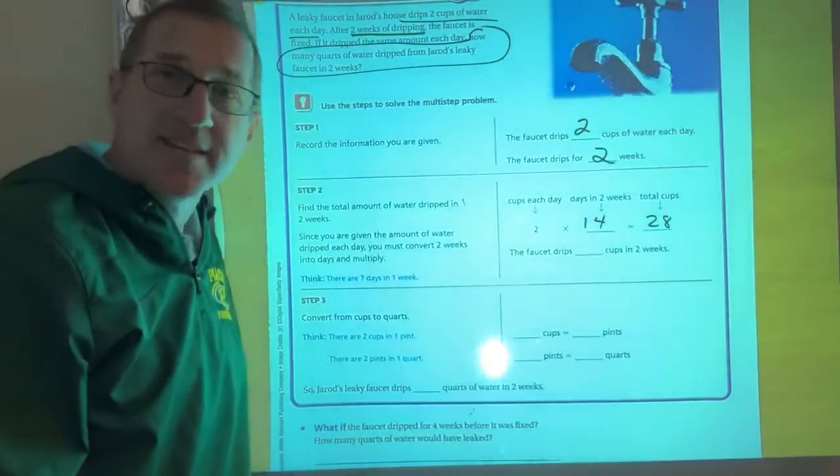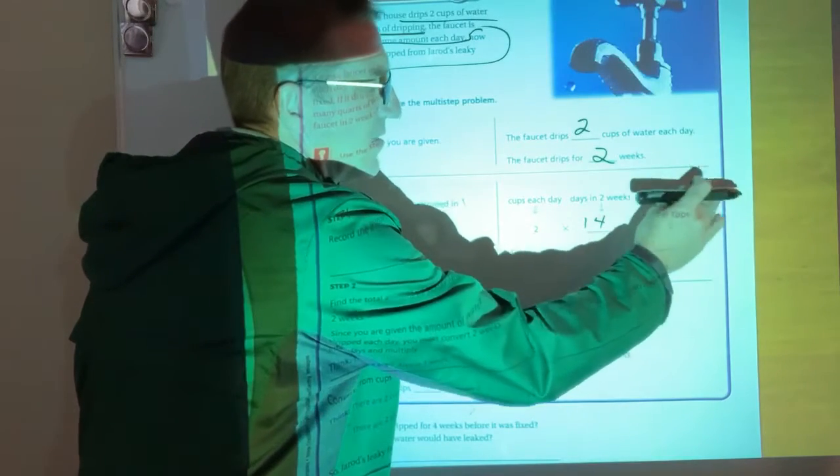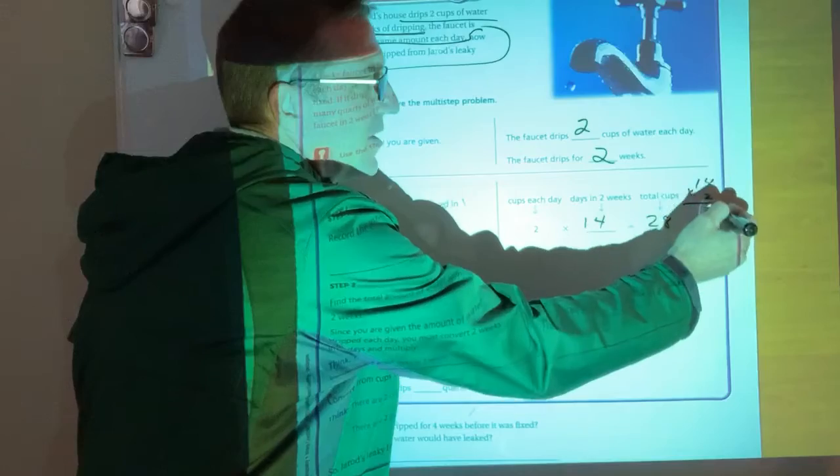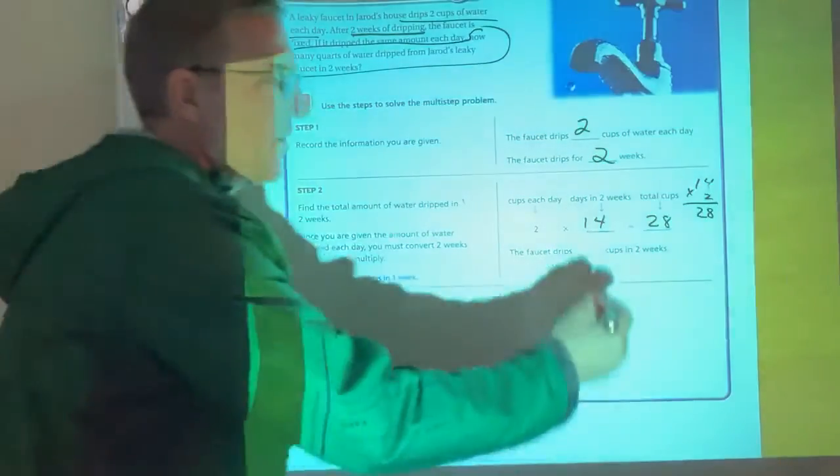If you don't know your 14s, not a lot of people do. I don't think I do. You just write 14 times 2. 2 times 4 is 8. 2 times 1 is 2, right? And that's how you get that. So we're going to get 28 cups.